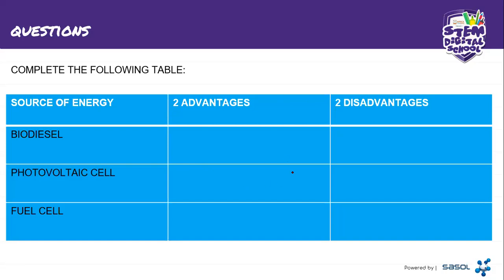And secondly, I told you, these photovoltaic cells, they can work for a long period of time with very little maintenance. So those are the two advantages. But what are the two disadvantages?